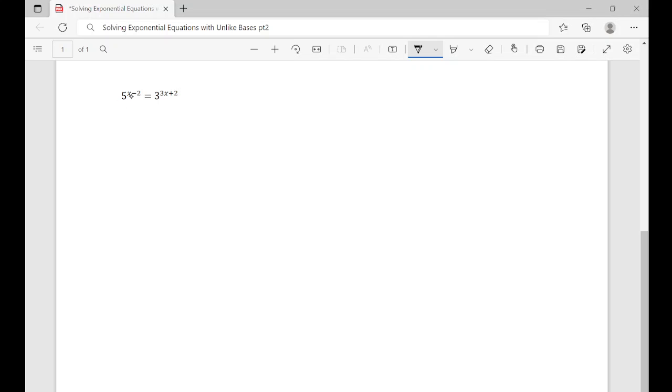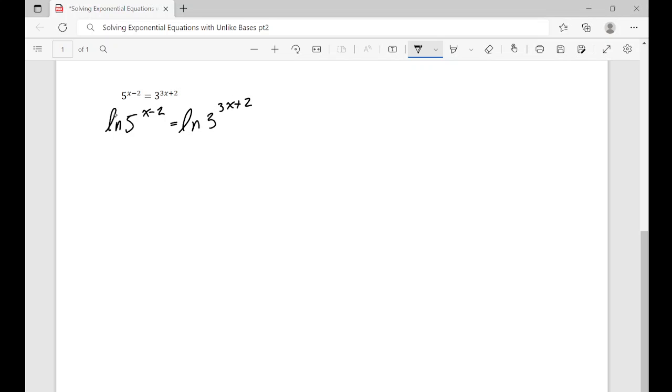Here we have 5 raised to the x minus 2 equals 3 raised to the 3x plus 2. So again, to move my exponents down as coefficients, I'm going to take the natural log of both sides. So ln 5 to the x minus 2 equals ln 3 to the 3x plus 2.